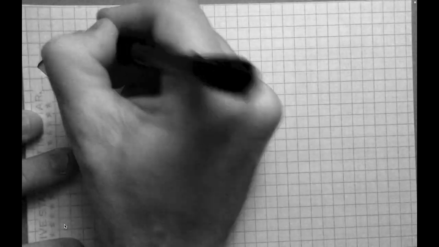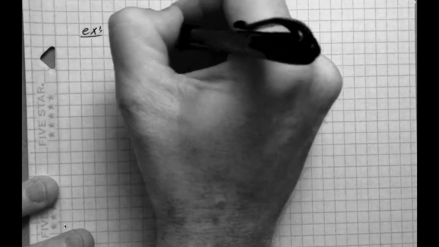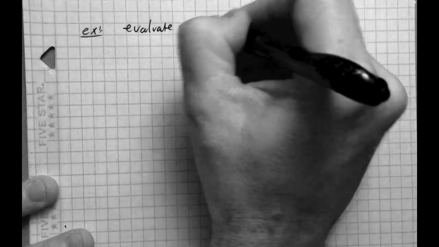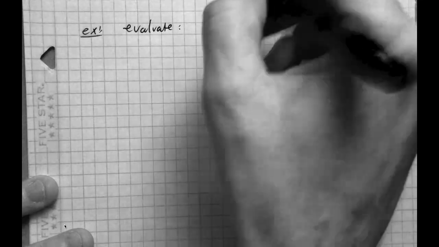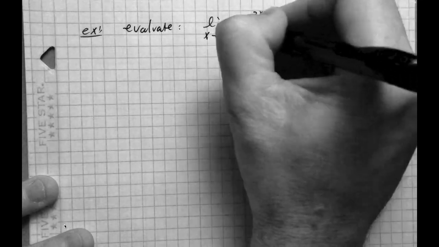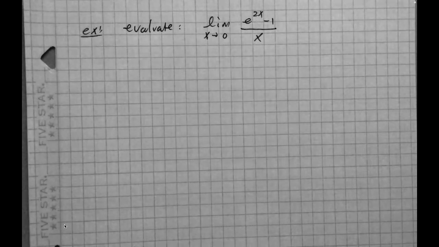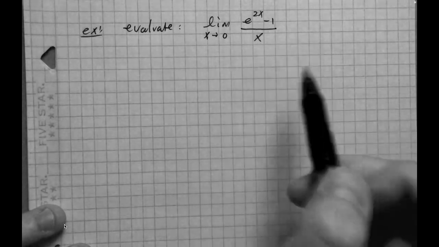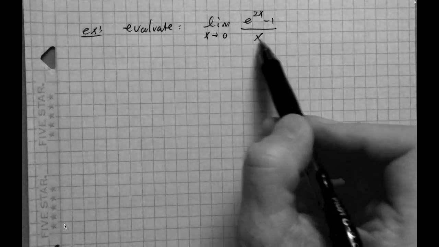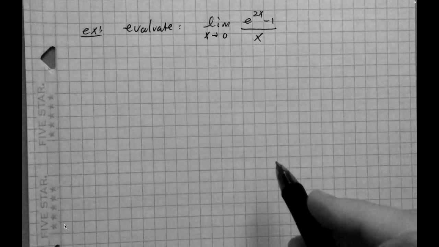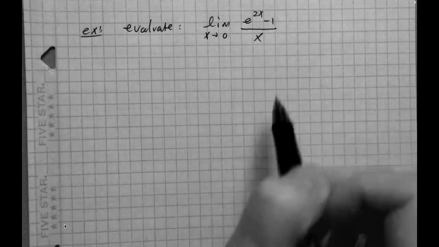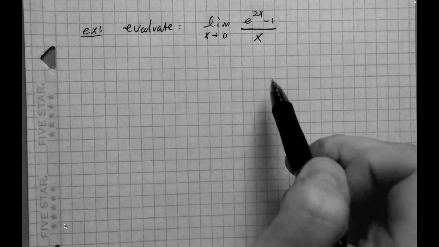All right, so let's do an example. Let's do an example of this and see how this works. Okay, so say I want to evaluate the limit as x approaches 0 of e to the 2x minus 1 over x. Okay, so you can think of e to the 2x minus 1 as your f, and just x as your g function, right? So first of all, these are both differentiable functions on an interval around 0, no problem.